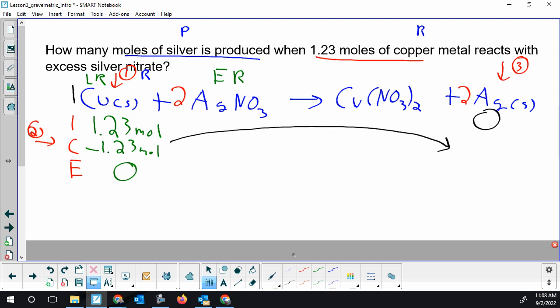If we do it with the required over given ratio and make it more mathematical, the required is silver, and there's 2 of those. The given is copper, and there's 1 of those. So there's that 2/1 doubling. So this is being made. We have to double 1.23, so that'd be 2.46 moles. So we start with 0, we make 2.46, we finish with 2.46.